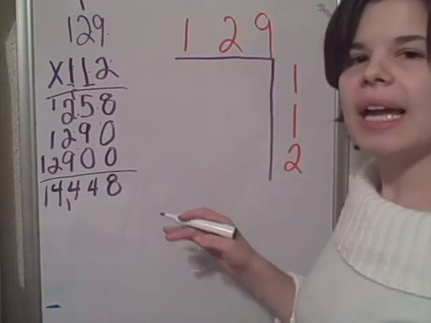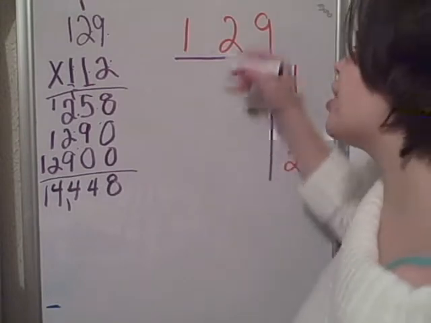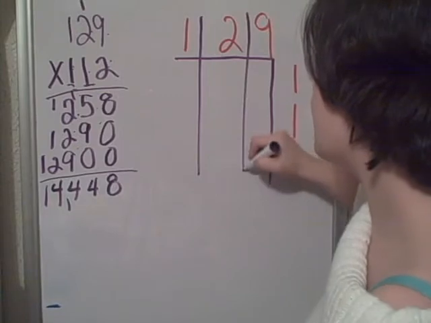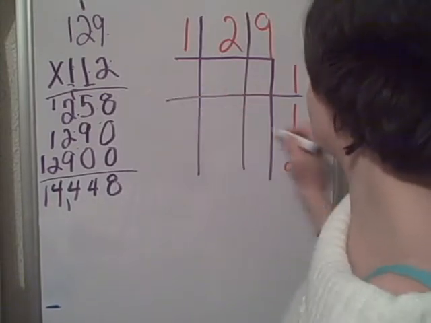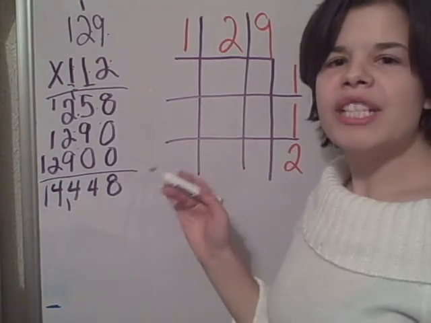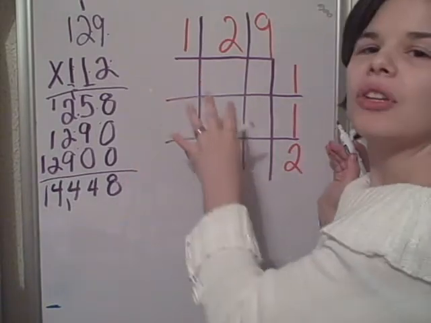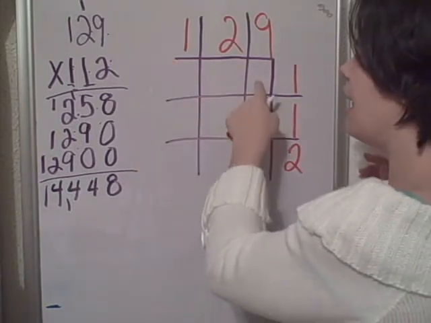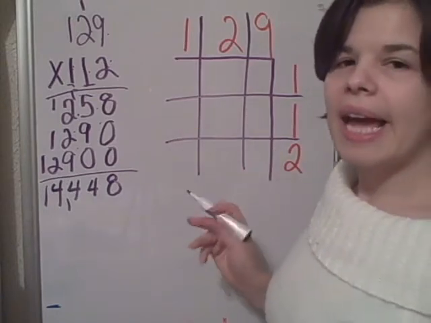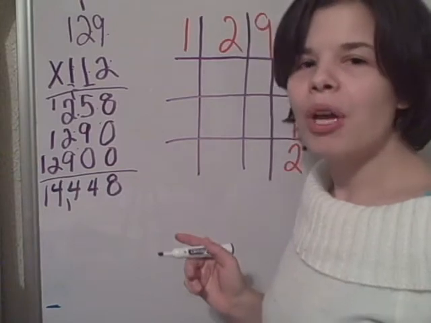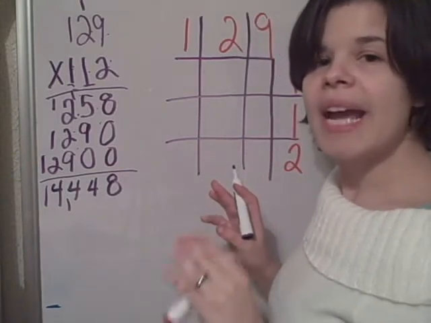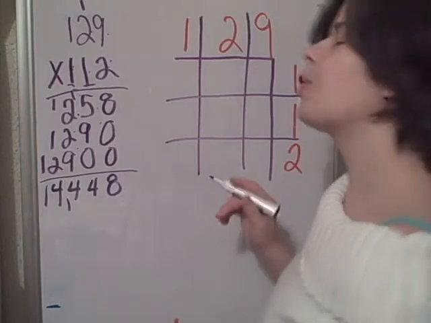And then we're going to draw lines dividing each set of digits. So we're going to draw lines vertically and horizontally. If you're doing a 3-digit by 3-digit, this will end up looking like a tic-tac-toe board. Then we're going to make the lattice part, which is where it gets its name. We're going to start in the top right-hand corner of each box and draw a diagonal to the lower left-hand corner.